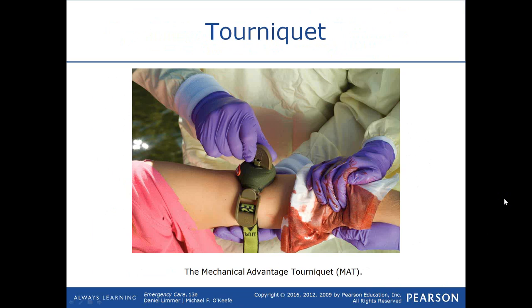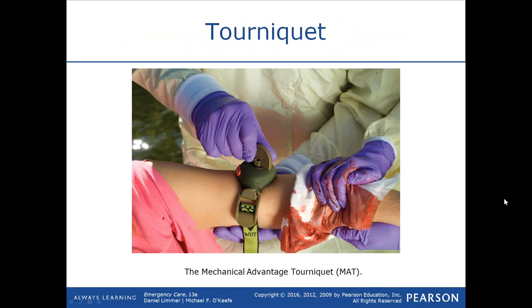There's the rat. There's just a variety of different types of tourniquets. As long as they occlude arterial flow, in other words, they cut the circulation completely off distal to the tourniquet, then they're effective. Things that are not effective as tourniquets include belts, blood pressure cuffs. The only reason a blood pressure cuff isn't effective as a tourniquet is it leaks.